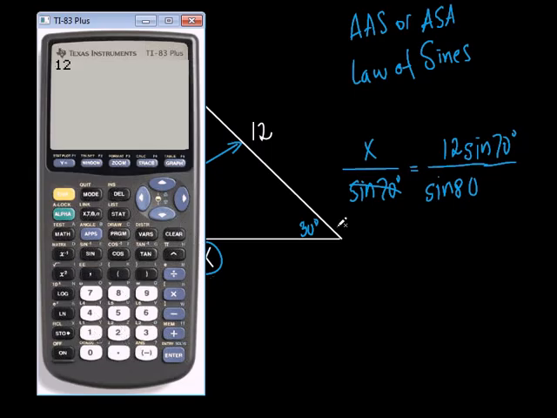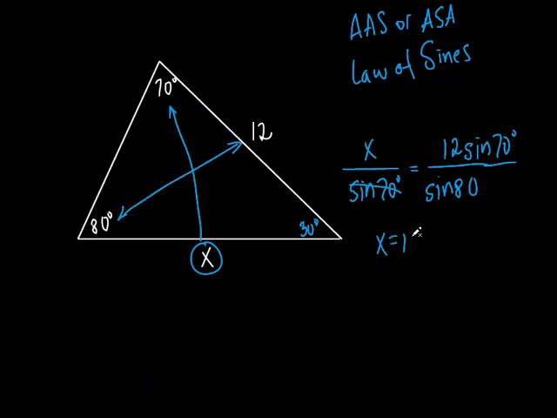So let's just put this one in a calculator and we'll be done. So it's 12 sine of 70 divided by sine of 80. And then hit equals, and there it is. Again, it's a side, so we're rounding it to the tenths place. So that 5 rounds this 4 up to a 5, so it's 11.5. So 11.5.